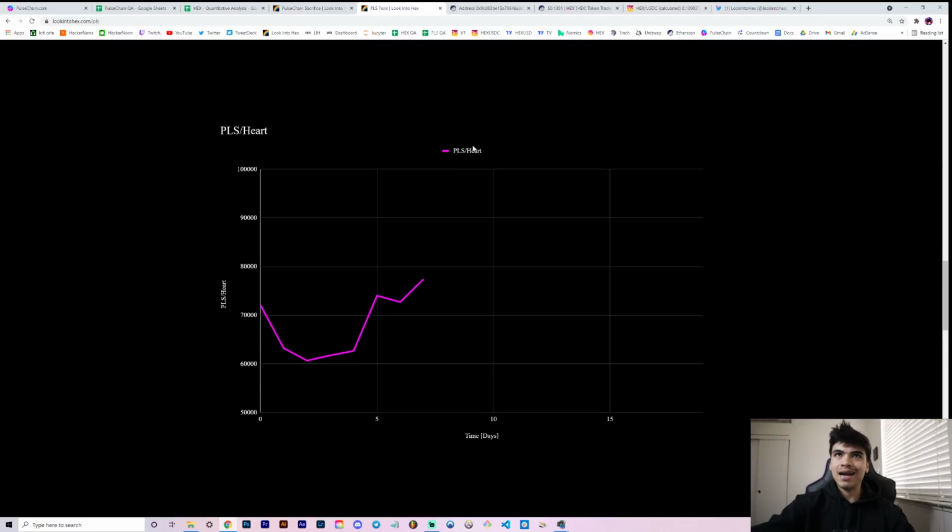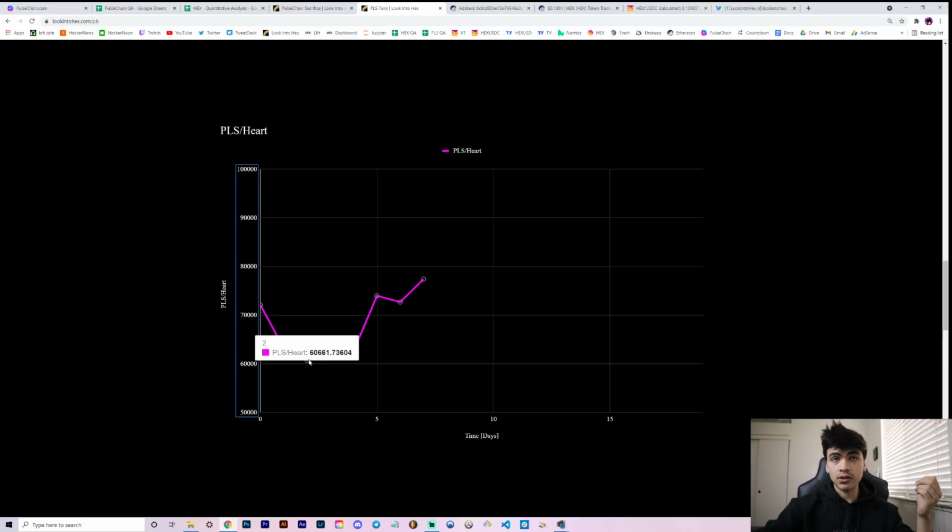And the only reason it's the same shape whether you use HEX or hearts is that the only difference is these units. If this were PLS per HEX, the shape of this curve would look exactly the same. The only difference would be all of these numbers would be divided by 100 million, 10 to the 8th. I thought it was fun to look at it in these smaller units because you get more of them. You can see that PLS started at a rate of approximately 72,000 pulse in a heart, and came down to about 60,000.